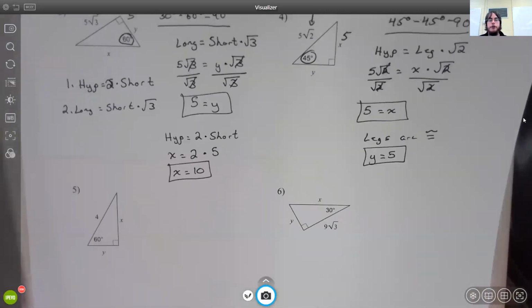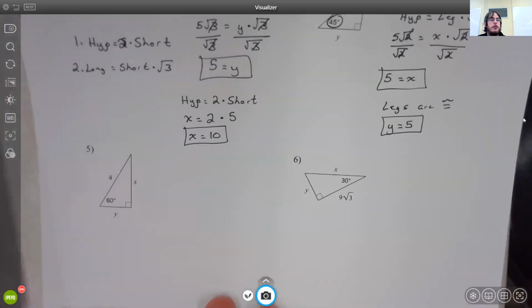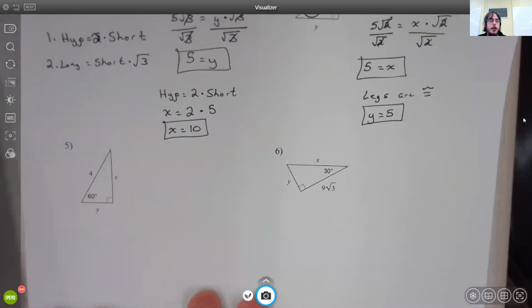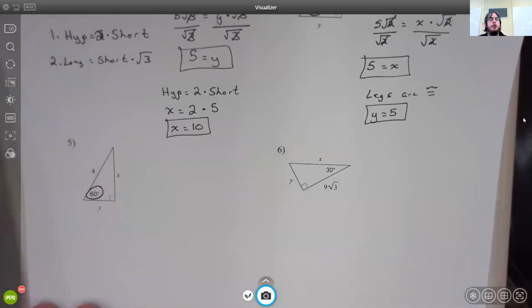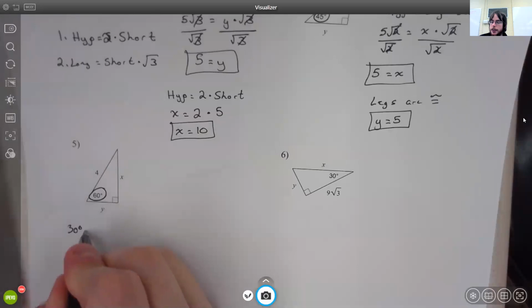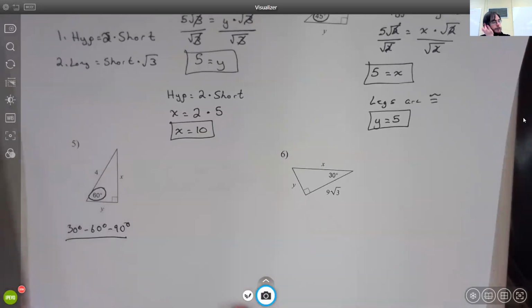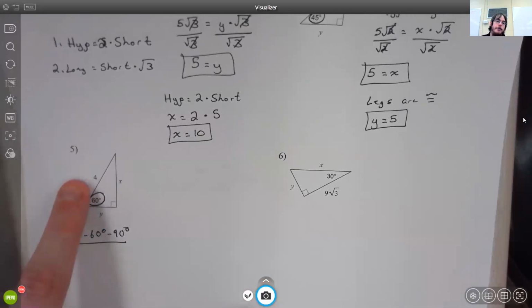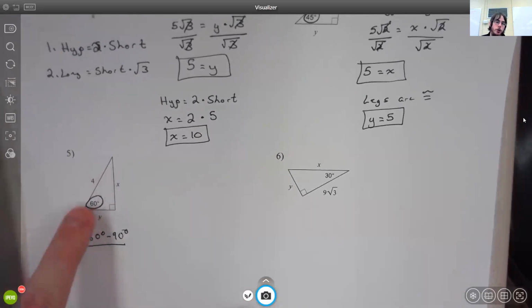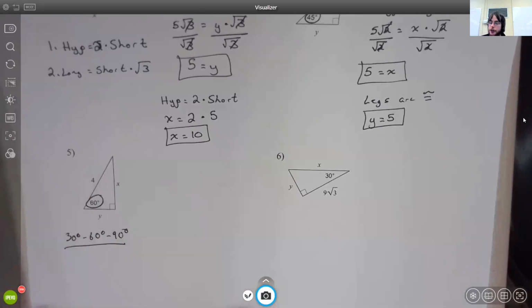All right, number 5. Number 5, what type of special right triangle are we dealing with here? Well, we see we have a 60-degree angle here, which means we're dealing with a 30, 60, 90. So again, what you need to do is always have your short leg first. So do you have your short leg here, or are you given a different side? Well, our short leg here is y, but our 4 is not our short leg. Our 4 would be our hypotenuse.